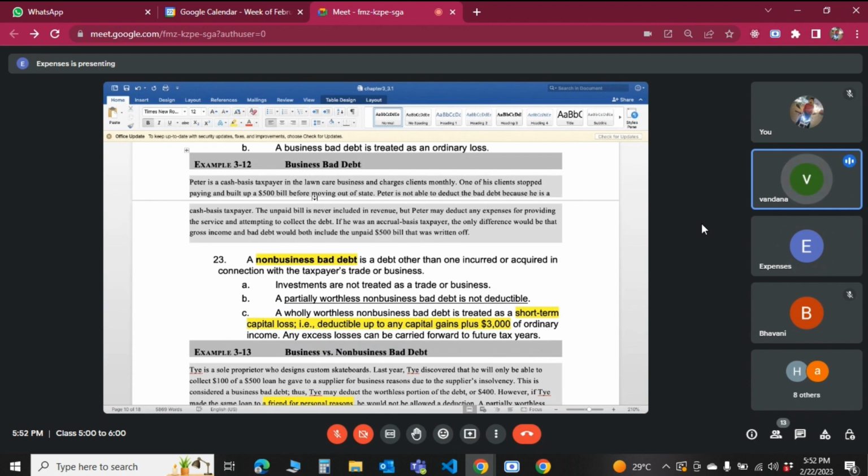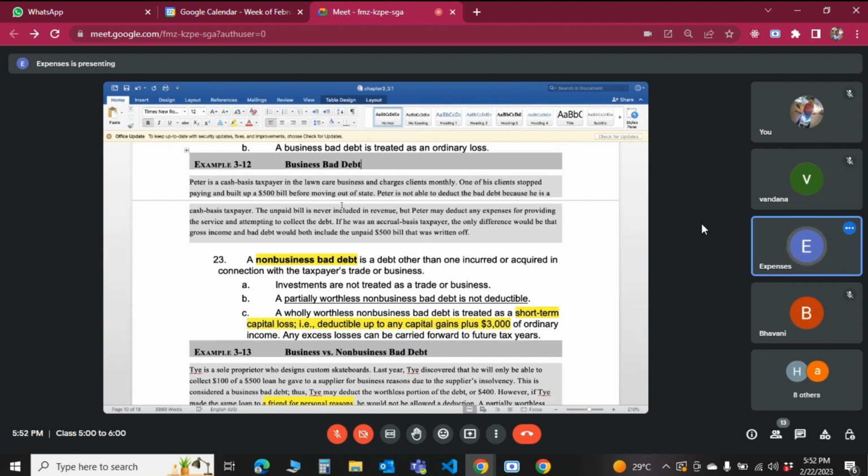Peter is a cash basis taxpayer in the lawn care business and charges clients monthly. One of his clients stopped paying and built up a $500 bill before moving out of state. Peter is not able to deduct the bad debt because he is a cash basis taxpayer. The unpaid bill is never included in revenue, but Peter may deduct any expenses for providing the service and attempting to collect the debt. If he was an accrual basis taxpayer, the only difference would be that gross income and bad debt would both include the unpaid $500 bill that was written off.